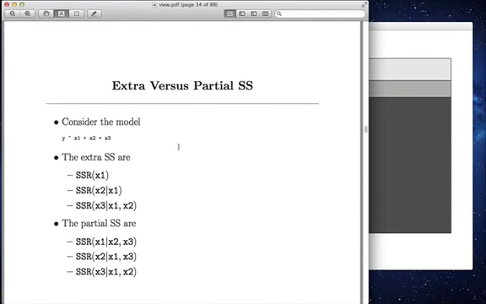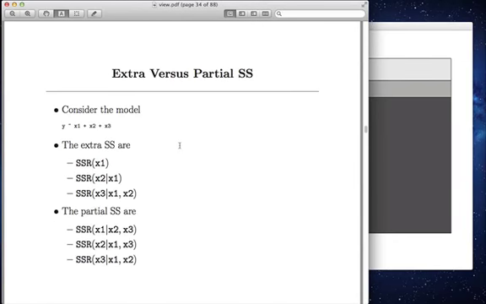And here's a slightly more complicated example that really highlights the difference between the two types of sums of squares. If I build the model x1 plus x2 plus x3, extra sums of squares are going to tell you, first off, what do you get by bringing x1 in? Now if you already have x1 in, what do you get by adding x2? And then if you already have x1 and x2 in, what do you get by having x3? The partial sums of squares simply tell you if you got rid of any one of these terms, what would you lose?